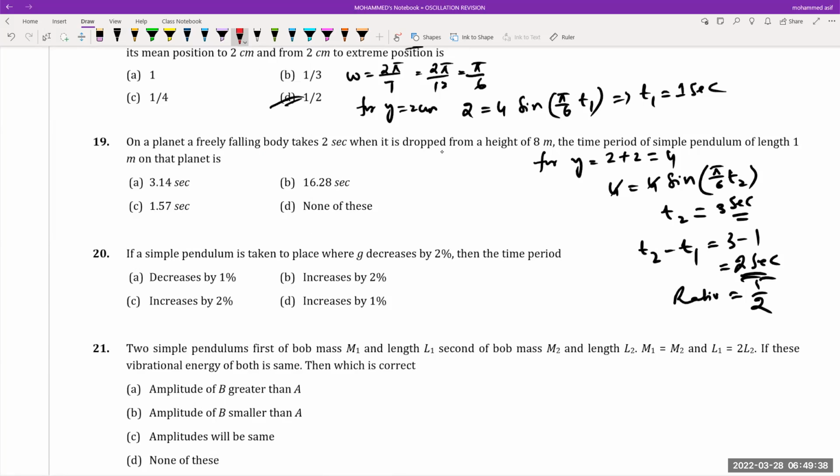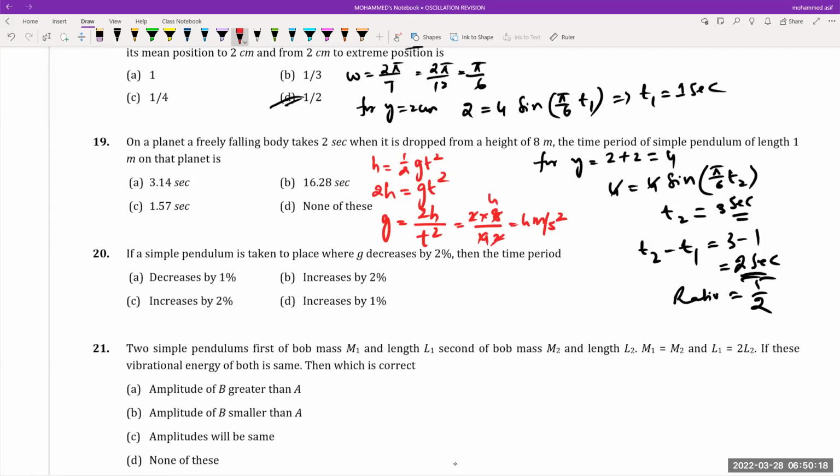Question 19, देखो बेटा. On a planet, a freely falling body takes 2 seconds when it is dropped from a height of 8 meters. The time period of the simple pendulum of length 1 meter on that planet will be equal to how much? So g on any planet will be equal to how much, beta? When it is falling from a certain height, h will be equal to half into g into t square. यानी 2h will be equal to g into t square. So g की वैल्यू हो जाएगी 2h divided by t square. यानी 2 into 8 मीटर्स, टाइम 2 सेकेंड्स यानी 2 स्क्वायर 4. ये हो गया 4 मीटर पर सेकेंड स्क्वायर.